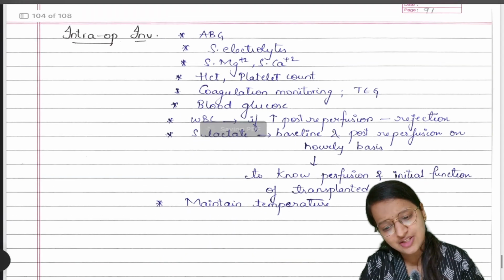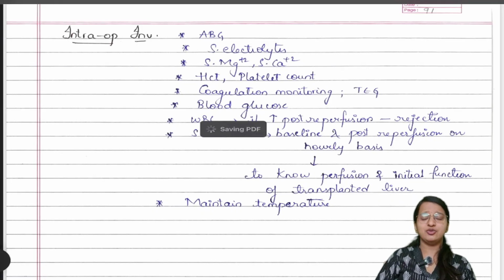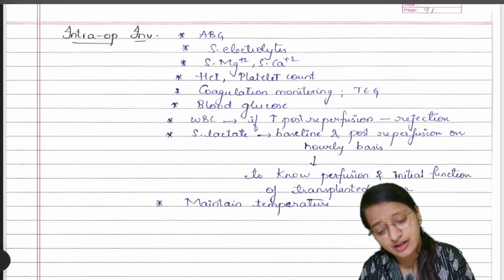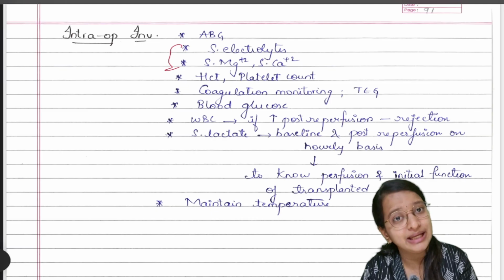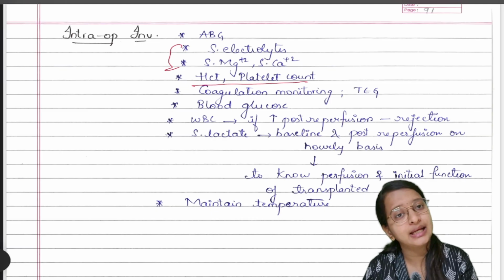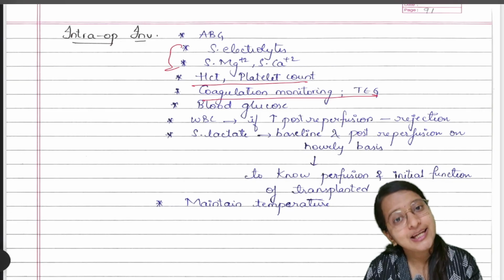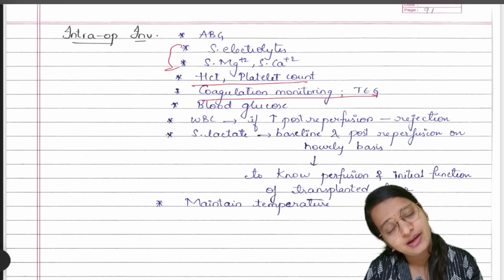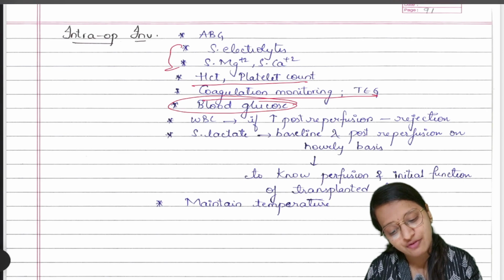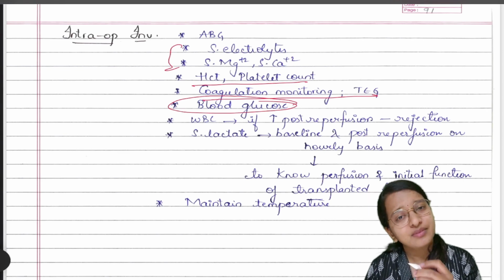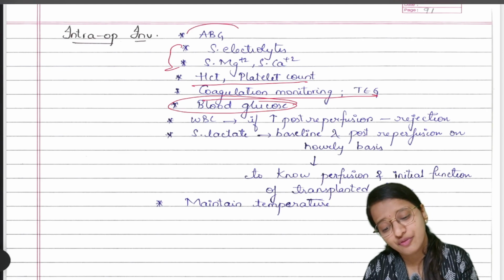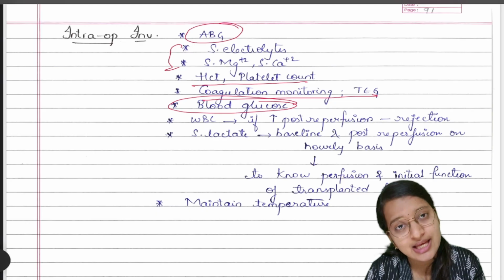So again, intra-op investigations, depending on the complications. We'll be having electrolyte disturbances, so we'll go for electrolytes. We'll be having bleeding, so we'll go for hematocrit, platelet count, and coagulation monitoring, TEG. There will be decreased gluconeogenesis, so there will be hypoglycemia, so we have to check blood glucose. There will be metabolic derangement, so we'll go for ABG to check for any acidosis.